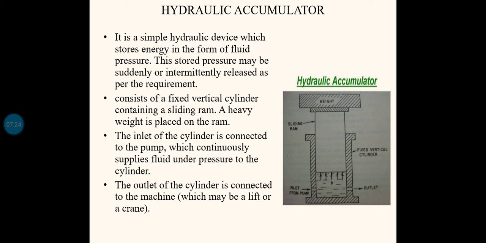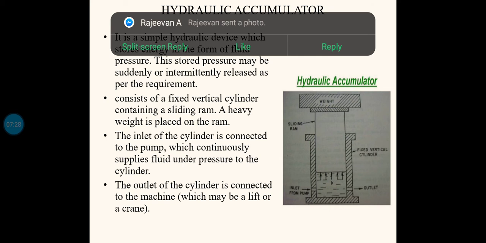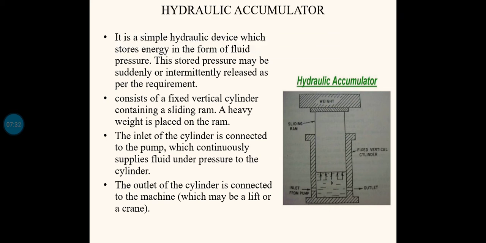See, for the operation of the crane, we are in need of high pressurized fluid, and also in the lift, to move the lift upward, we will be using the pressurized fluid. So in all these cases we will be using the hydraulic accumulator. In the opposite direction, if the lift is moving downward, there is no requirement of the energy. At that time the pressure energy is stored in the accumulator, and while the lift is moving upward, we will be using the stored energy from the accumulator.